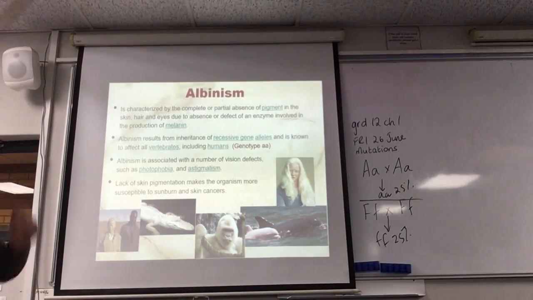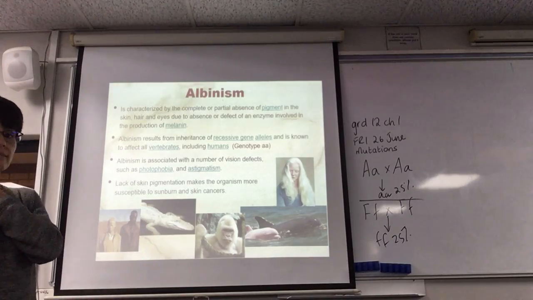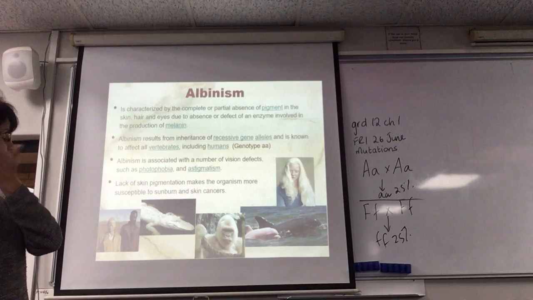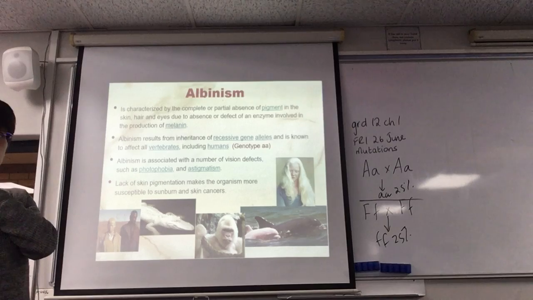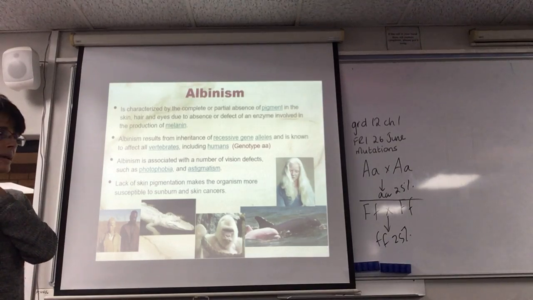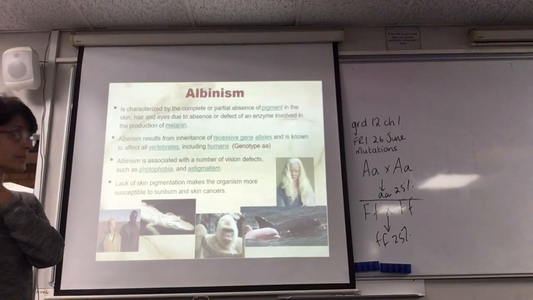It could be in crocodiles, gorillas, porpoises. I've even seen a photo of a peacock who has albinism, lots of different organisms. And there are lots of famous models nowadays who have albinism.